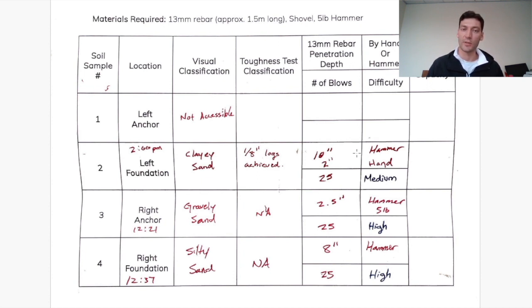You'll notice that the first soil sample which we tried to test was at the left anchor, and continuing with the idea of the soil test in a certain radius, we weren't able to access the proposed location or the approximate location for the left anchor. And this might have been because there was brush in the way, there were trees, there were bushes. Some reason we could not physically access where that anchor was intending to go.